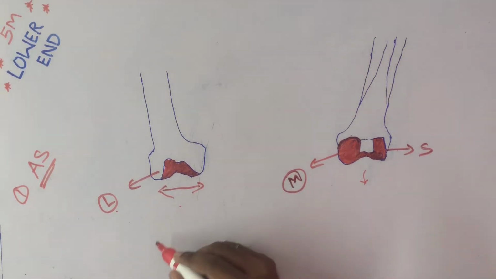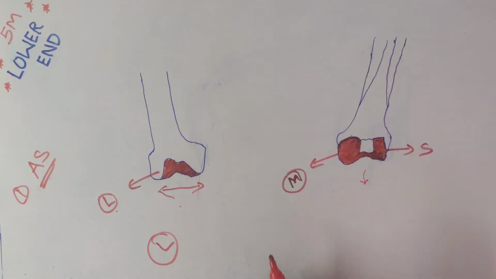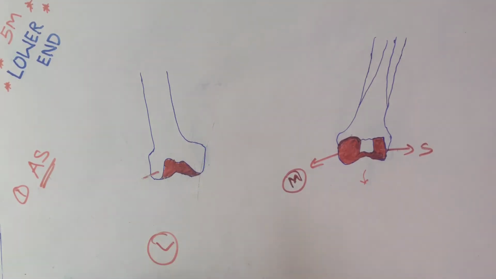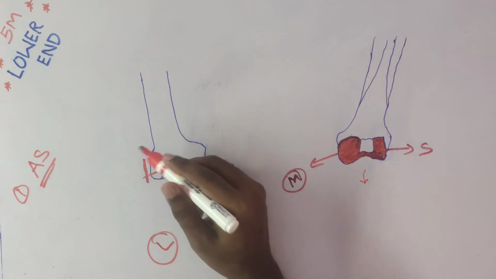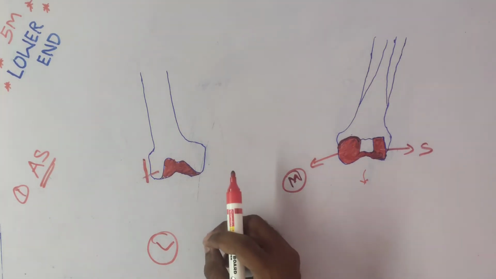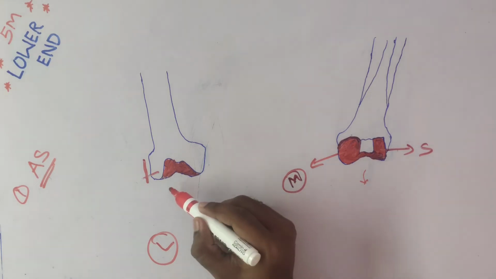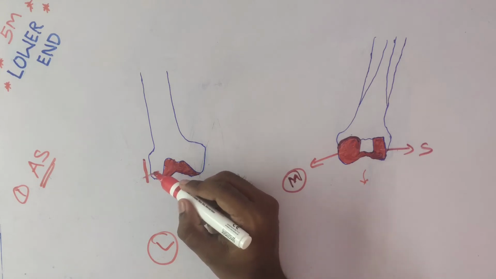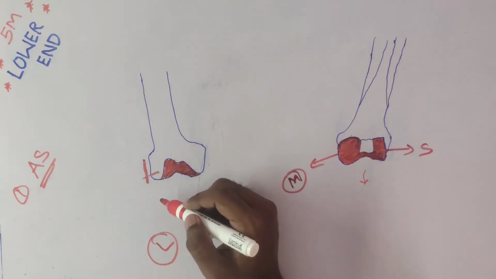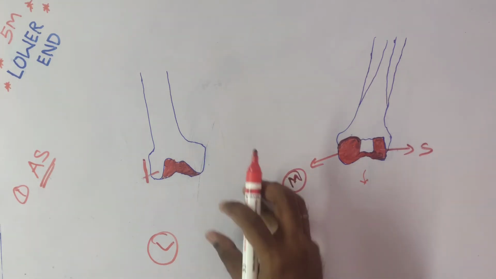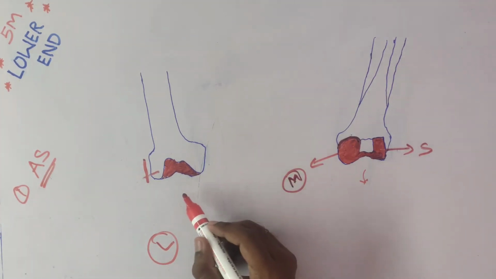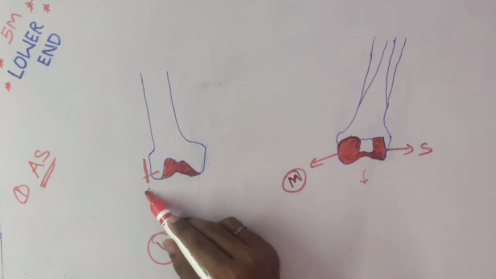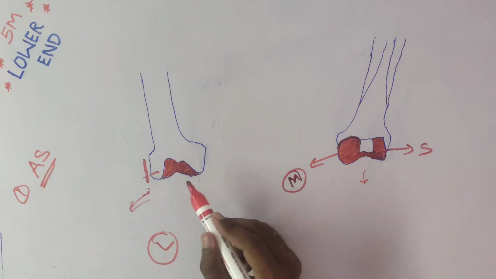Now coming to the lateral condyle. The lateral condyle is flat laterally. It is more in line with the shaft, and it takes the greater part in transmission of weight to the tibia. Important point: the lateral condyle is less prominent than the medial condyle, but it takes the greater part in transmission of body weight to the tibia.